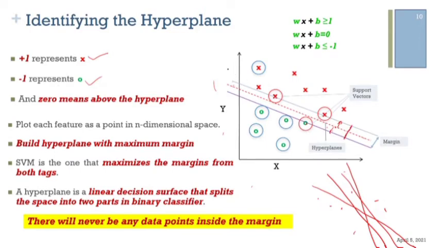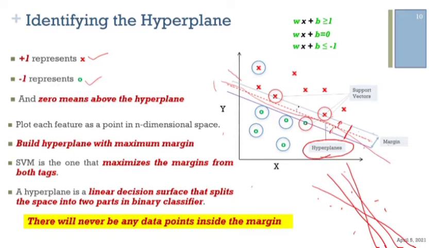If I choose to separate using this line, I might not be able to get maximum margin for it. So I choose the one that will give me the maximum margin. This line at the center is known as the hyperplane that we have drawn. Then the line I've created is the margin.